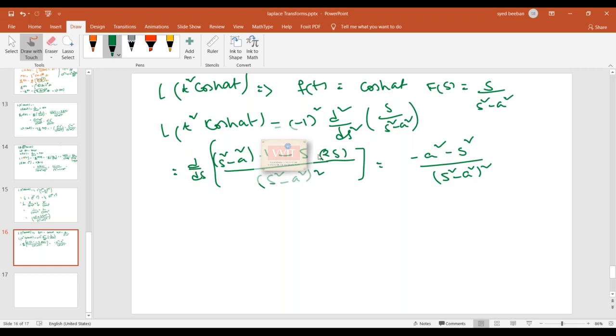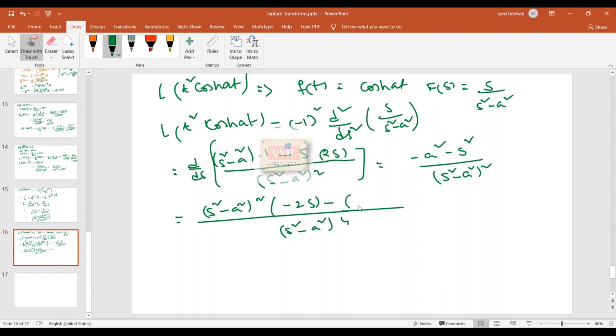Here is minus s square, here is minus 2s square plus s square, so minus s square. Then further, s square minus a square whole, whole square whole power 4. So s square minus a square whole square. Differentiation of the numerator is 0, and the differentiation of the other term is minus 2s.